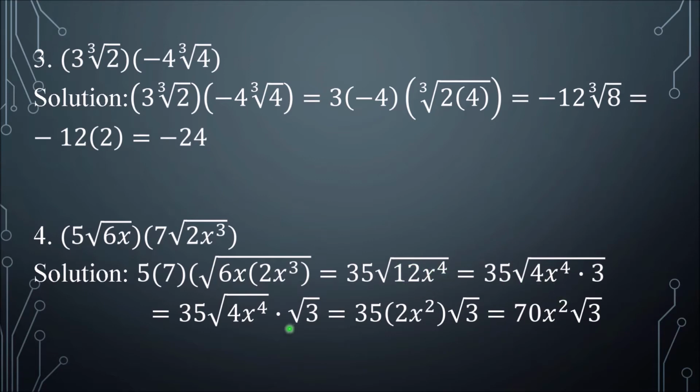Now, we will separate this. We have 35 square root of 4x raised to 4 times square root of 3. Now, square root of 4x raised to 4 is 2x squared. And then square root of 3. Now, 35 times this is 70x squared. That's 35 times 2, 70. And then plug in square root of 3.